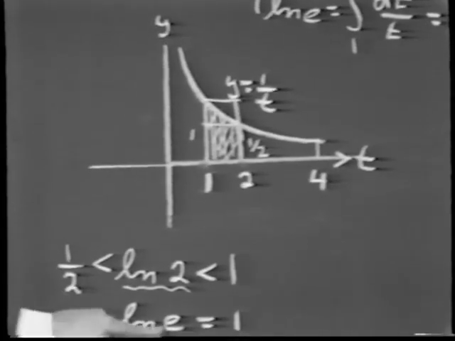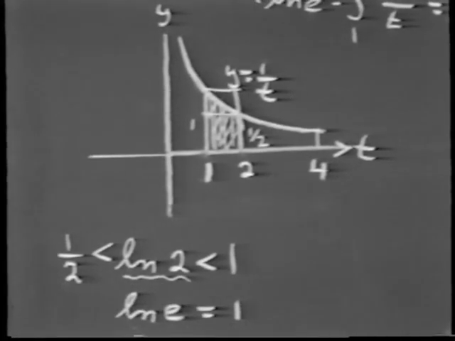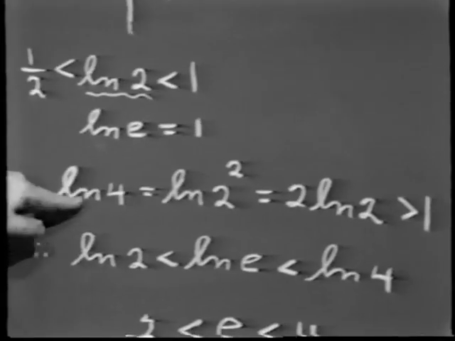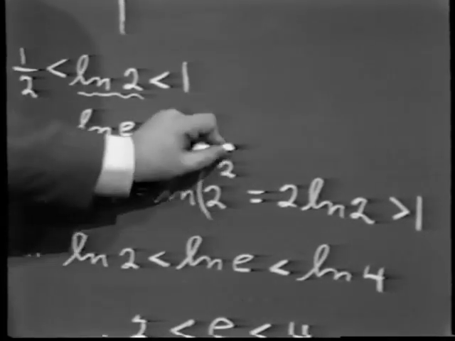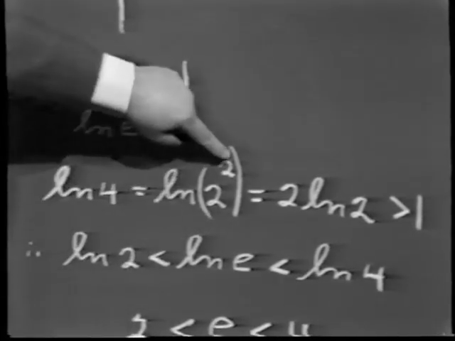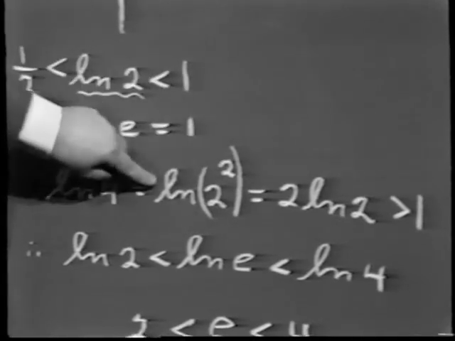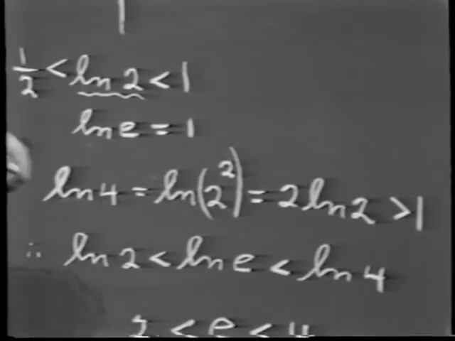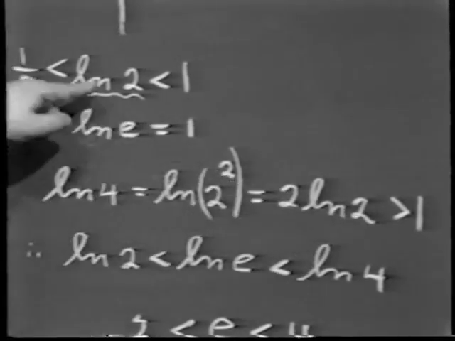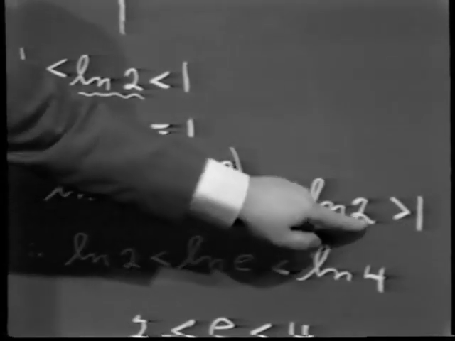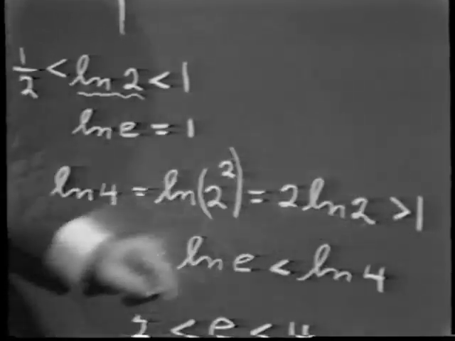We also know that whatever e is, the log of e is equal to 1. Well, let's go on a little bit further. What about the log of 4? The natural log of 4 is the log of 2 squared, but we've already seen that one of the properties of a logarithmic function is that you can bring the exponent down as a multiplier. See, f of x to the n is n f of x. This becomes 2 log 2, and because the natural log of 2 is greater than 1/2, twice the natural log of 2 is more than 1.